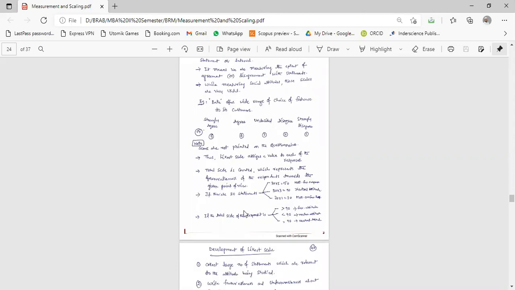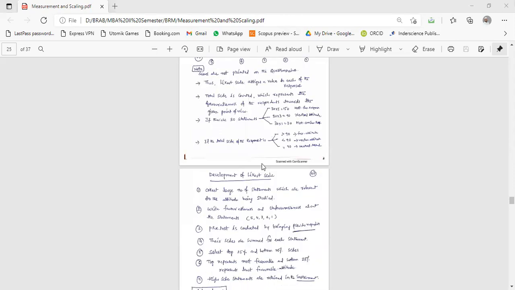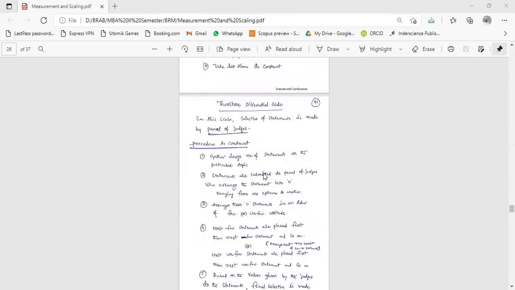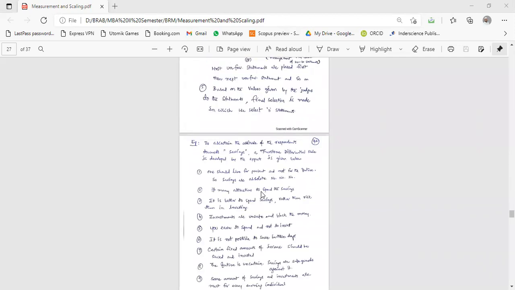So this Likert scale assigns a value to each of the responses. So the total score is converted from the responses the respondents have given. If there are 30 students, 30 into 5 is 150, most favorable responses; 30 into 3, neutral responses; 30 into 1, most unfavorable responses. Likewise, if the total score is greater than 90, it is favorable; less than 90, unfavorable; equal to 90, neutral. What are the advantages and disadvantages and some other scales, we will see in the next class.